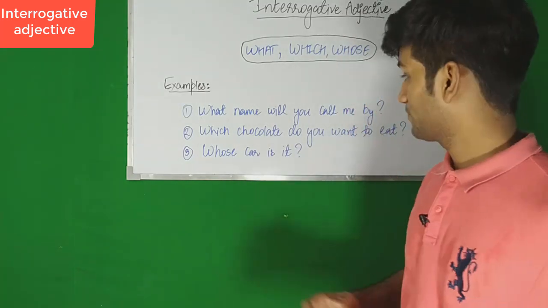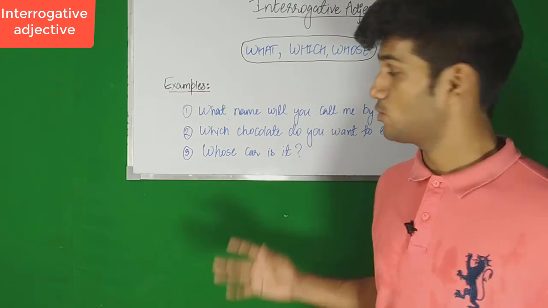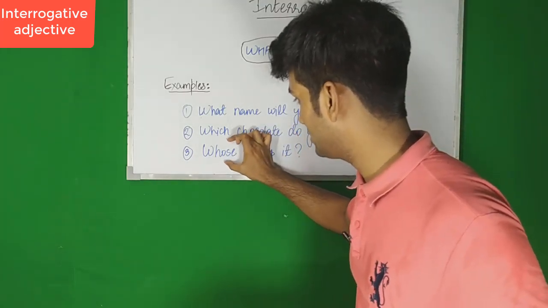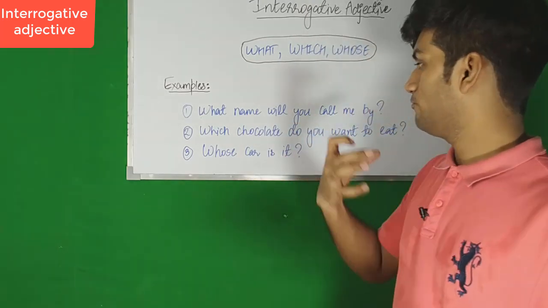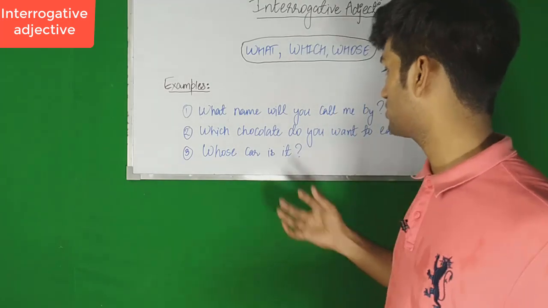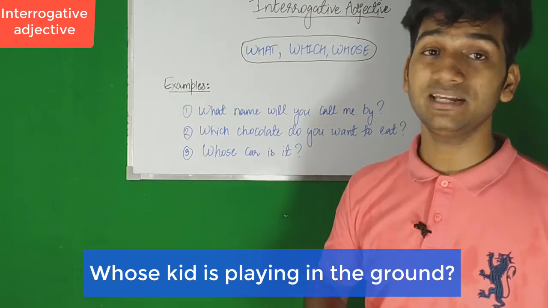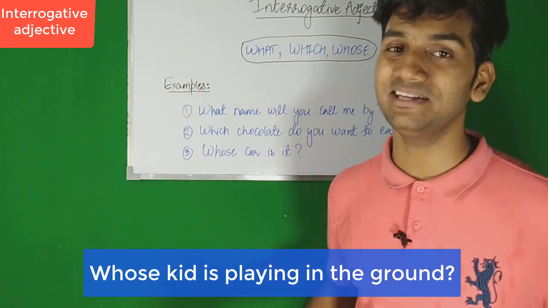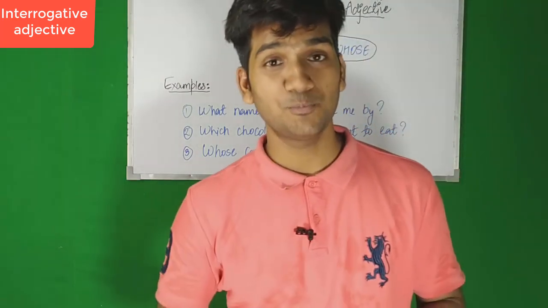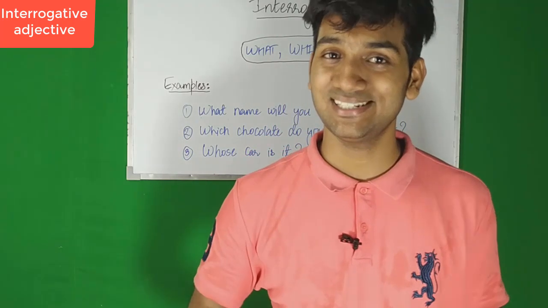Example number 3. Whose car is it? So we're using a noun after the interrogative adjective whose. We use whose to show possession. Whose car is it? Whose kid is playing in the ground? So that's how we use interrogative adjectives. Hope you got it. Now let's move to the next adjective.